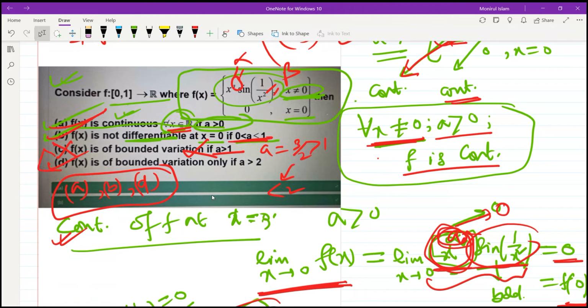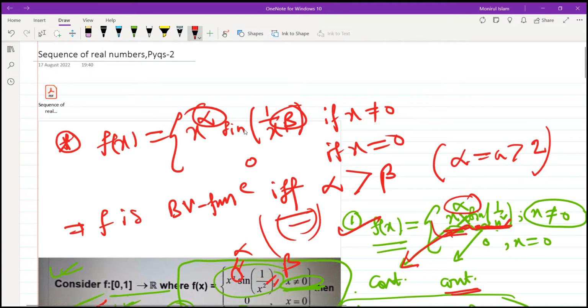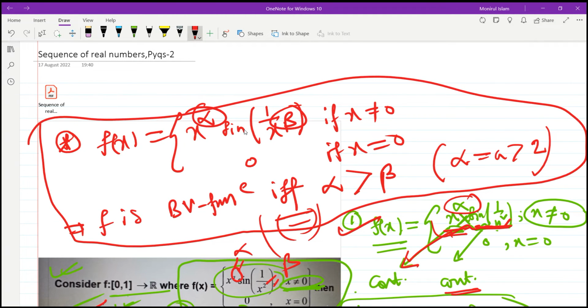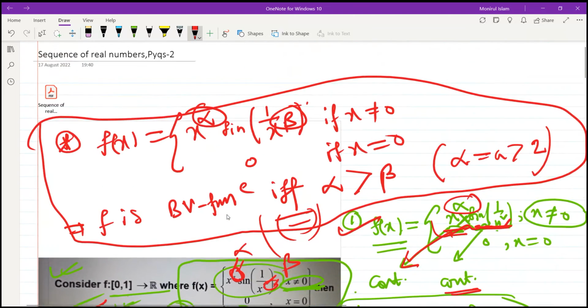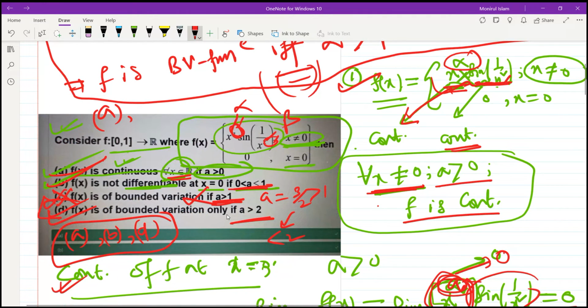Now for C and D, there is a result. This type of function, x^alpha sin(1/x^beta), is of bounded variation under a condition. If f is equal to x^alpha sin(1/x^beta) for x non-zero and 0 when x equals 0, it is of bounded variation if alpha is greater than beta. So in this question, alpha equals a and beta equals 2. The given function will be of bounded variation if a is greater than 2. So option D is correct, but C is not correct because it says a greater than 1. So the correct options are A, B, D. I hope you understand.